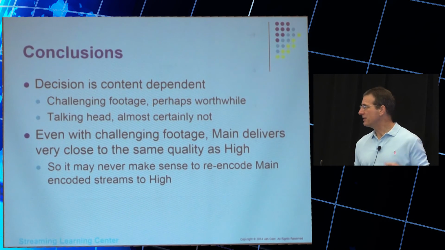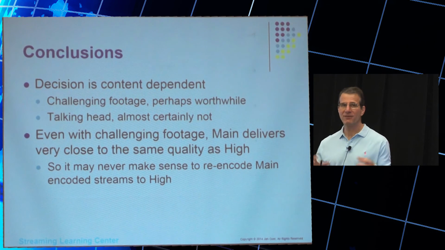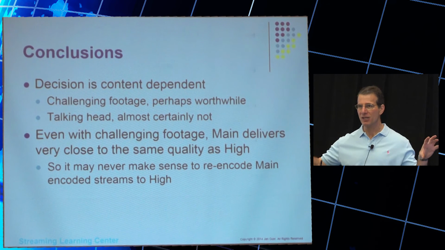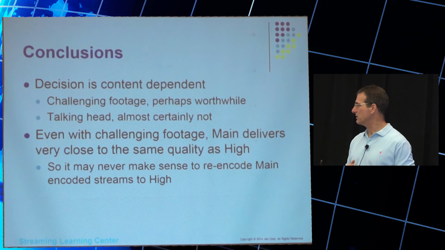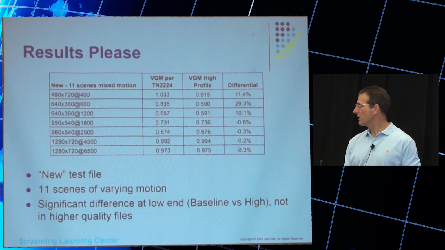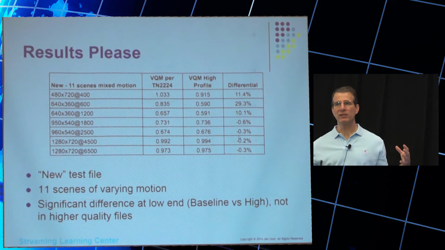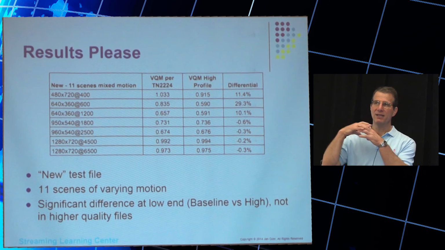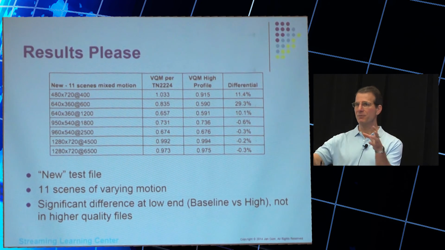And as we saw, the decision, I think, is content dependent. If you've got a lot of variability in the scene, you're going to see a big difference. If it's a very low motion scene, you're going to see a small difference. What I found interesting was main was very close to high, even with a variable file. So we saw a huge difference here, but almost no difference here. So I'm not sure there's ever a reason to encode separate streams just to make the one set of streams high profile as compared to main profile.